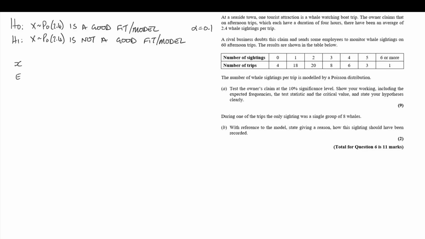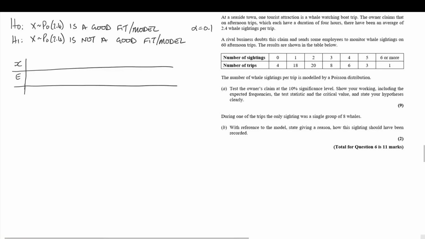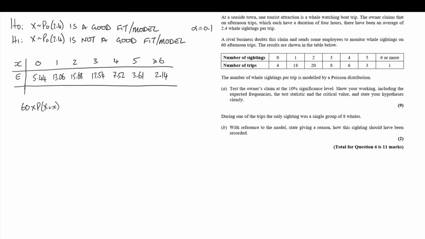Okay, let's get the expecteds. We already have some observeds on the right-hand side, so I'm going to calculate the expecteds. To calculate expecteds, it's going to be the probability with this model that we get an outcome of 0 multiplied by 60. The sample size here was 60. So the probability that X equals 0 times 60, probability X equals 1 times 60, probability X equals 2 times 60, etc. So the expected values that I get are 5.44, 13.06, 15.68, 12.54, 7.52, 3.61, 2.14.